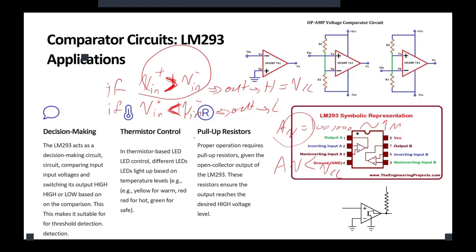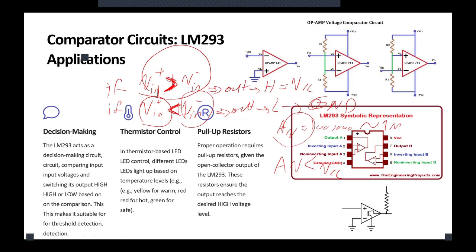And if we have a negative difference, meaning the inverting one is bigger than the non-inverting one, the output becomes low, meaning it becomes zero, or ground, let's call it ground. That's better looking.